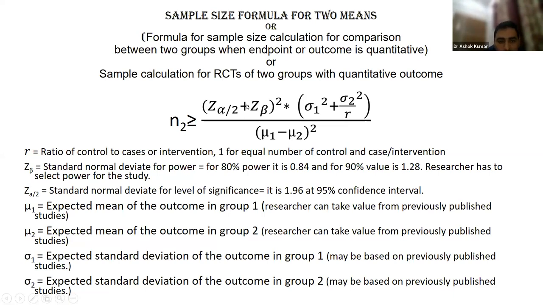Z alpha by 2 plus Z beta, square, multiplied by sigma 1 square, that is the standard deviation of group 1 squared, plus sigma 2 square, the standard deviation of group 2 squared, divided by r, and this is divided by mu1 minus mu2, the mean of group 1 minus the mean of group 2, and it is a whole square. What is R? We have already discussed.